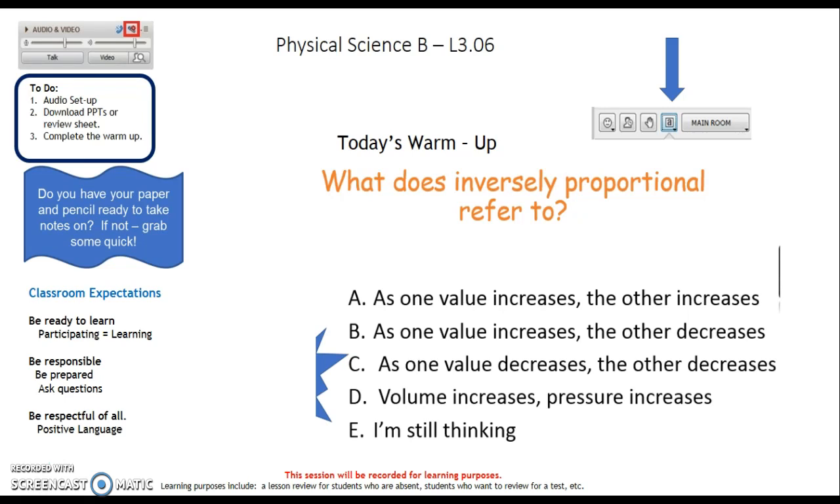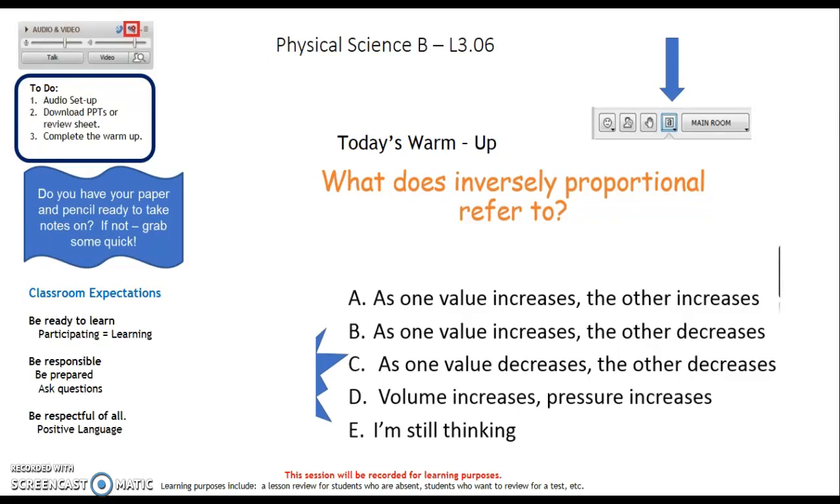A, as one value increases, the other increases. B, as one value increases, the other decreases. C, as one value decreases, the other decreases. D, volume increases, pressure increases. E, I'm still thinking about it.